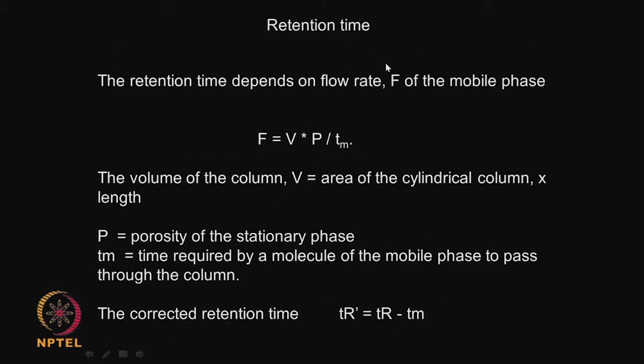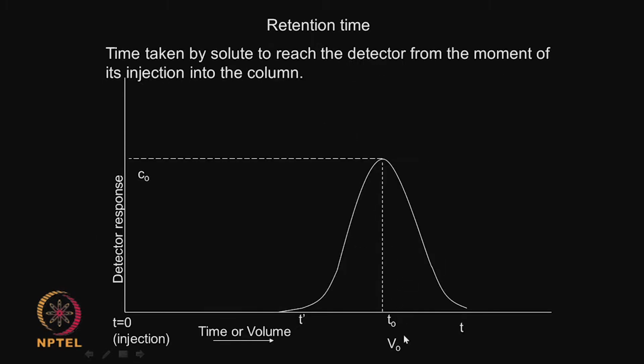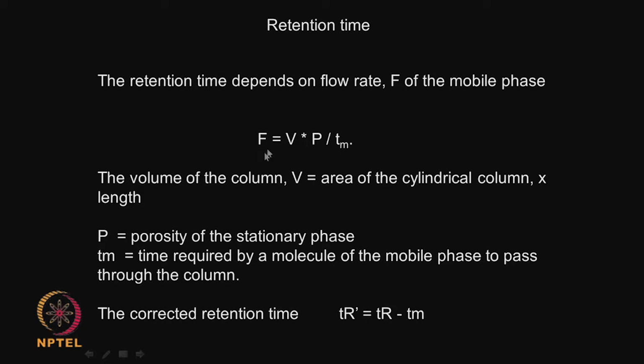There is something called the retention time, like I said, this is the retention time. The time it takes for the peak to achieve that maximum here, that is called the retention time. The retention time depends on the flow rate F of the mobile phase. So, F is equal to volume into P, that is the porosity of the stationary phase, divided by Tm. That means Tm will be Vp divided by F, P is the porosity, Tm is the time required for a molecule of the mobile phase to pass through the column.